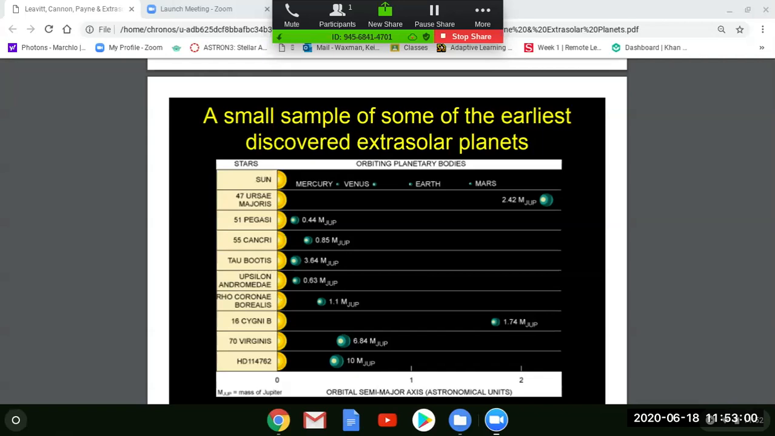Well, now we're starting to think that our system might have started off a little differently. We think that Jupiter and maybe Saturn and some of the more massive planets started off closer to the Sun and kind of wandered out. So it's getting us to think a little differently about how the solar system was a long time ago. So this shows you where these 6.84 times the mass of Jupiter, 10 times the mass of Jupiter, very massive planets going around these stars.